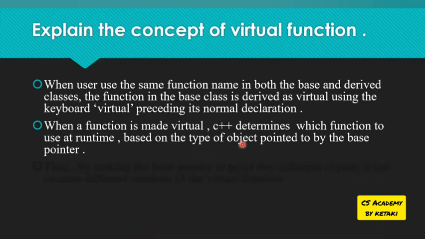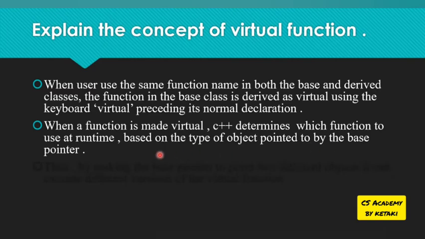So this is a concept where we have to make one function a virtual function, and that function is a base class member function. When a function is made virtual, C++ determines which function to use at runtime based on the type of object pointed to by the base pointer.